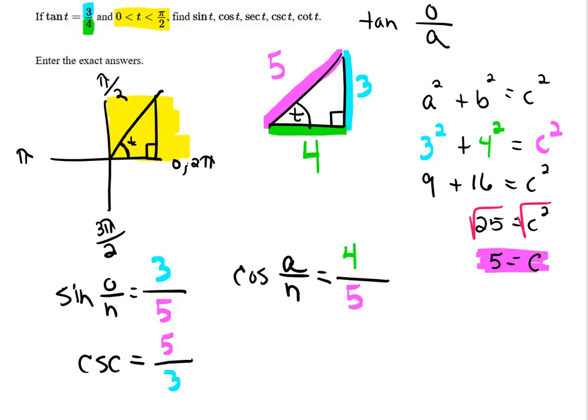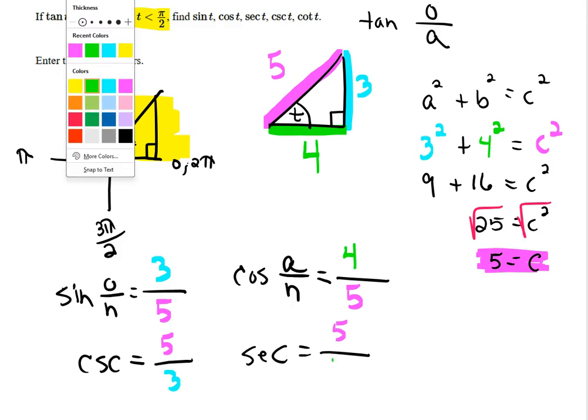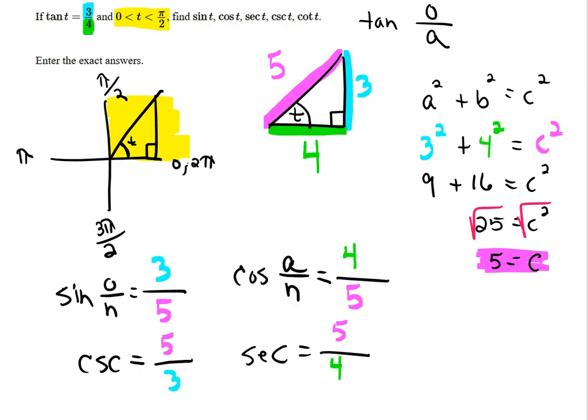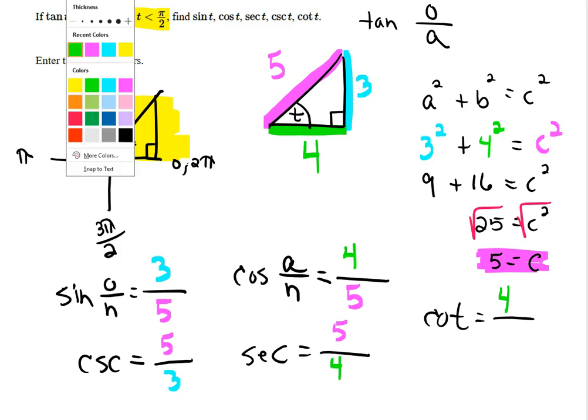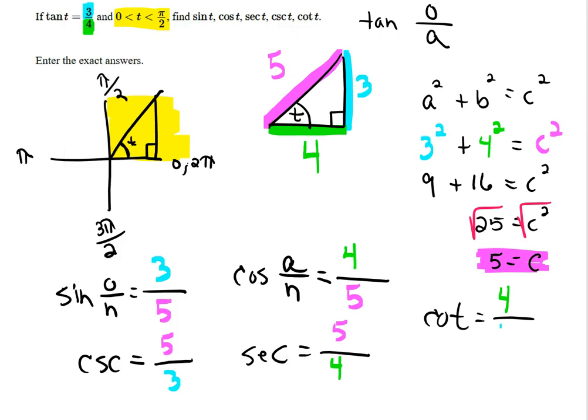And the reciprocal of cosine is secant. So secant is going to be 5 over 4. And then I already have tangent. So the last one I need is the cotangent. That's going to be the reciprocal of 3 over 4. So that'll be 4 over 3.